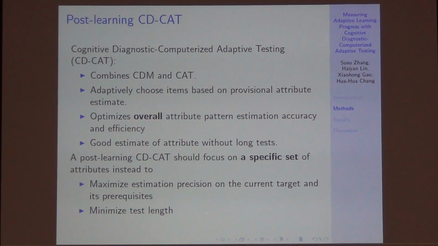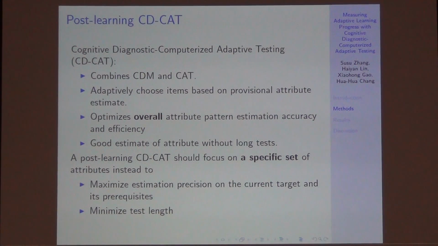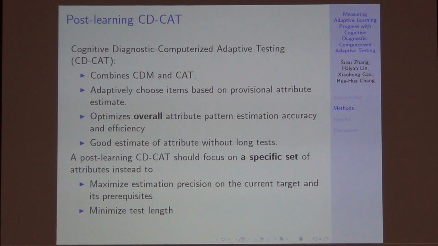Traditional cognitive diagnostic computerized adaptive testing combines CDMs and computerized adaptive testing to choose items that can optimize the overall attribute pattern estimation accuracy and efficiency. It can have relatively good performance, providing a good estimate of the attribute pattern without very long tests. However, suppose that we are only instructing the student on the first skill and the whole curriculum contains 10 skills. Then it doesn't make sense to give a complete CDCAT that measures all 10 skills after just learning the first, because we're pretty certain that the student doesn't know the later 9, and it would give them a significantly larger number of items.